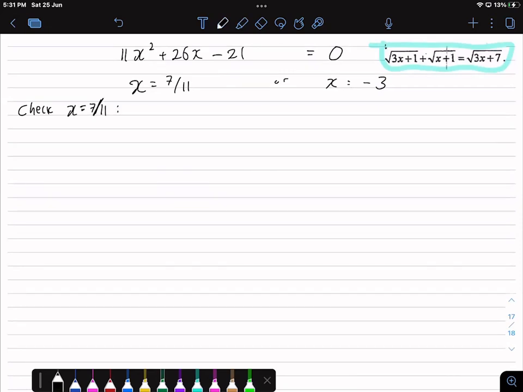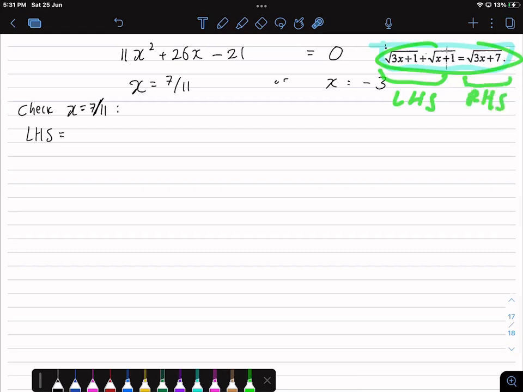What do you have to check? Sub this into what? LHS. Make them separate. Don't just sub in the whole thing. You should write down LHS here. You know what LHS stands for, right? Left hand side. And right hand side, respectively. So you should write down LHS first, then square root 3x plus 1.